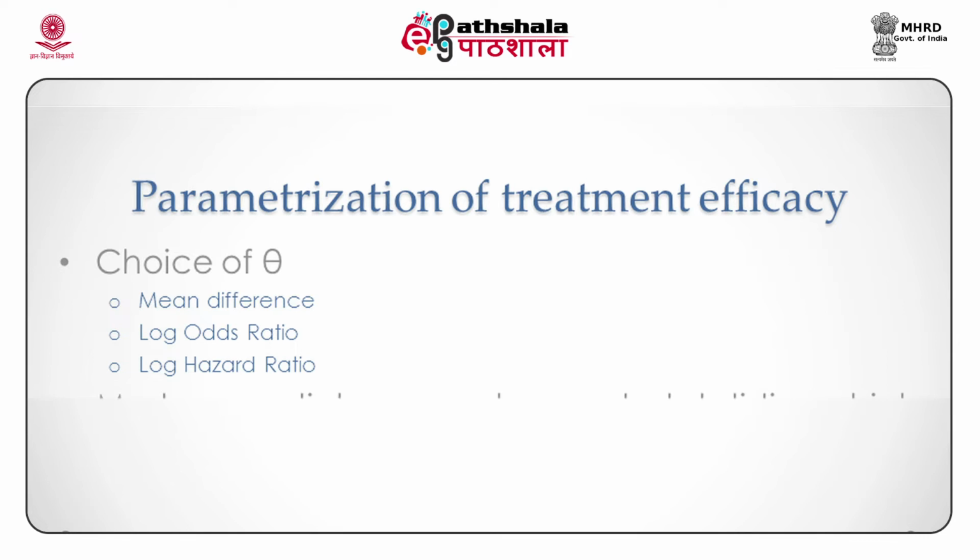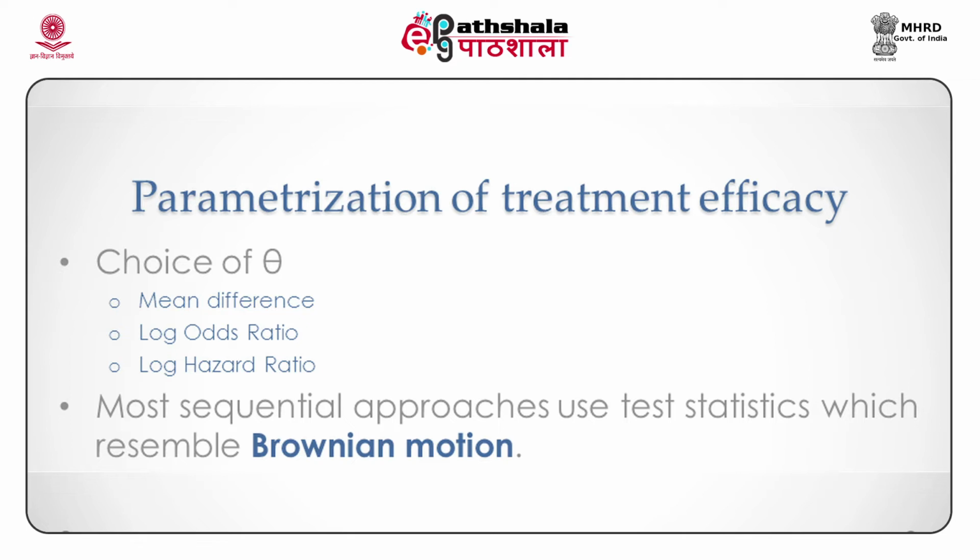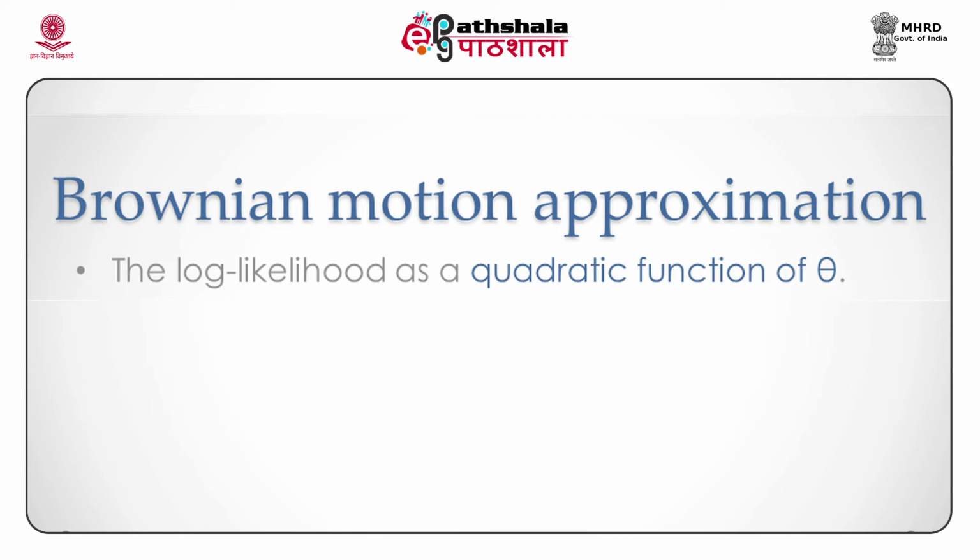Having chosen theta, most approaches to sequential designs use test statistics which, when plotted over time, will resemble Brownian motion. We shall discuss this more on subsequent slides and see how the need arises and why the requirement is generally fulfilled by most statistics. The reason is that in many cases it appears that the log likelihood is a quadratic function in theta. Now, if theta is the only unknown parameter, then the log likelihood is parameterized only by theta, and the Brownian motion approximation can be seen to hold in many standard situations.